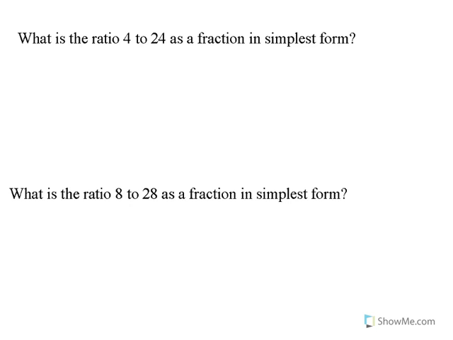What is the ratio 4 to 24 as a fraction in simplest form? Okay, well, you guys probably remember this from 7th and 8th grade. Whenever you're writing a ratio in fraction form, the first number is your numerator and the second number is your denominator. Okay, so here we have 4 over 24. All we have to do now is just reduce this. Divide the top and bottom by 4 and we get 1/6. Okay, you should be getting a pop-up box now to try the next one.